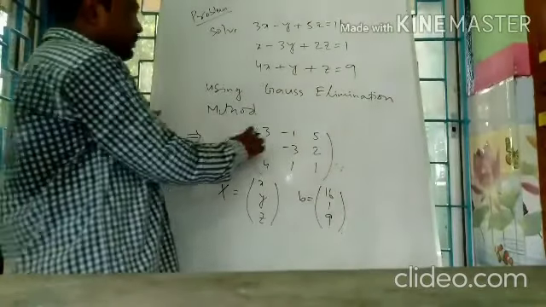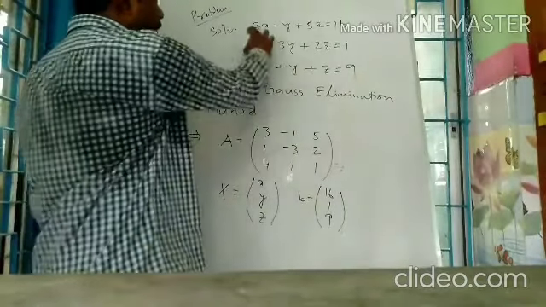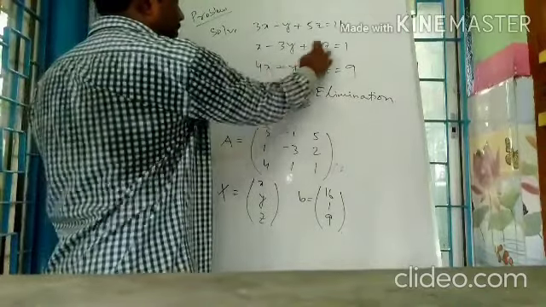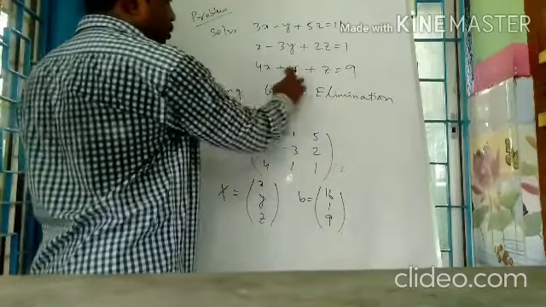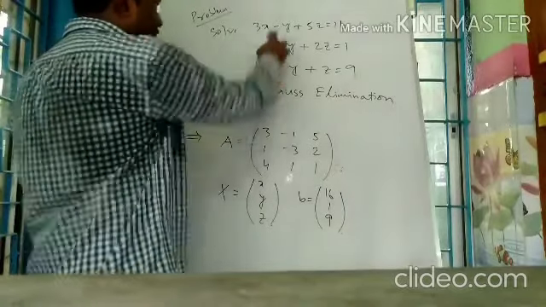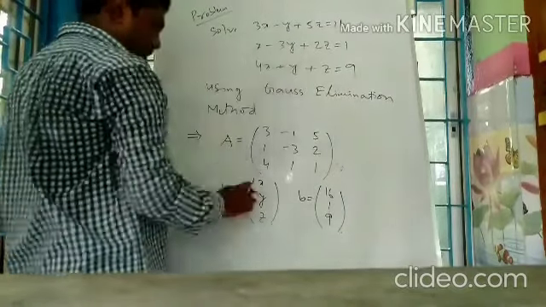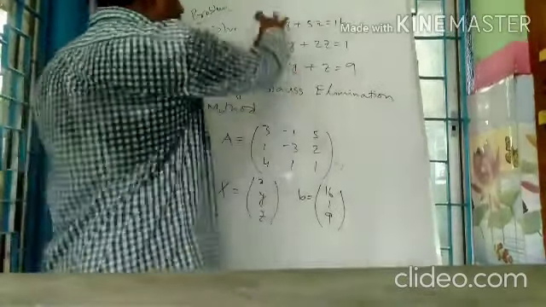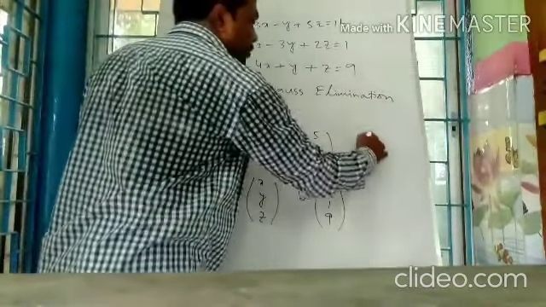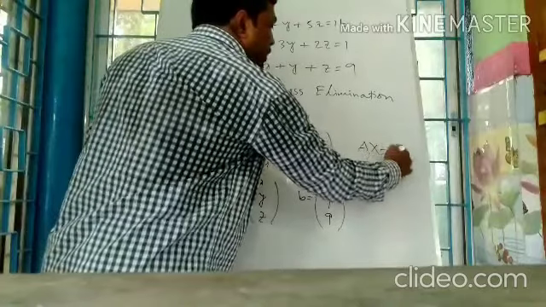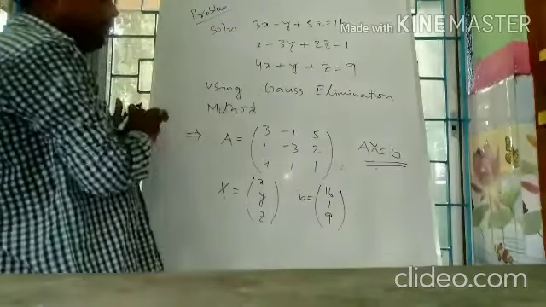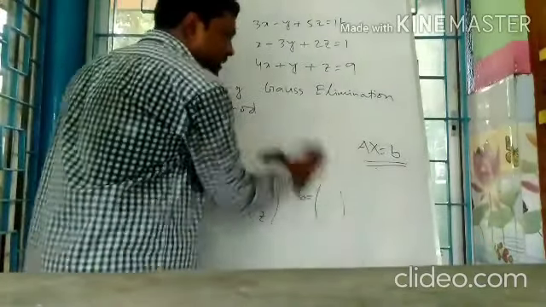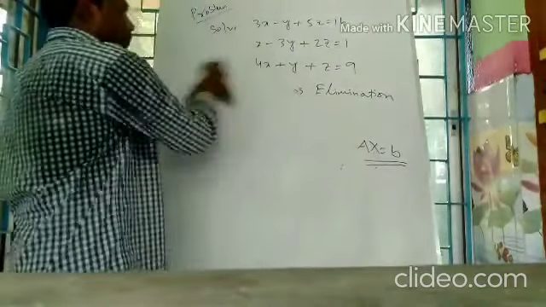So the matrix A is 3, minus 1, 5; 1, minus 3, 2; 4, 1, 1. The vector x is the unknown variables x, y, z, and the vector b is 16, 1, 9. Then this system of equations can be written in the form of Ax equals b. Now we have to convert this system Ax equals b into Ux equals b dashed using row operations.